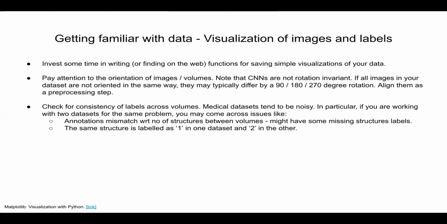Then you will also have noisy data sets quite often. So if you have two data sets, one from Zurich, one from somewhere else, the person who labeled data here might have called the prostate central zone 1 and the peripheral zone 2, and the other person might have done the opposite. So check for things like that.